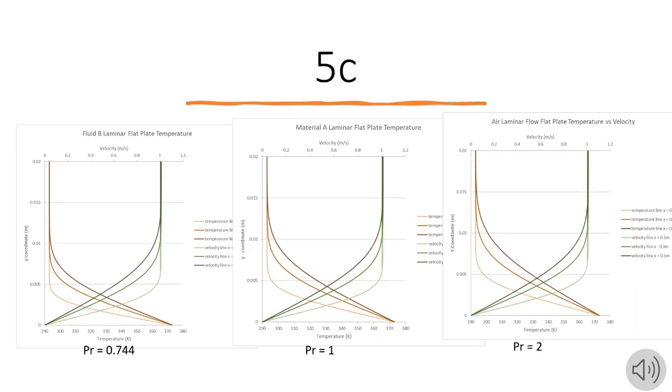These 3 graphs show the relationship between the relative thickness of the velocity boundary layer and the temperature boundary layer. For air, its Prandtl number is 0.77. Material A's is 1 and material B's is 2. The Prandtl number is a ratio between a fluid's ability to diffuse momentum and its ability to diffuse heat. For air, we should see a larger boundary layer for temperature, as it has a greater thermal diffusivity than momentum diffusivity. Material A should have equally sized boundary layers, as its ratio is 1. Material B should have a larger velocity boundary layer, as it favors momentum diffusivity.